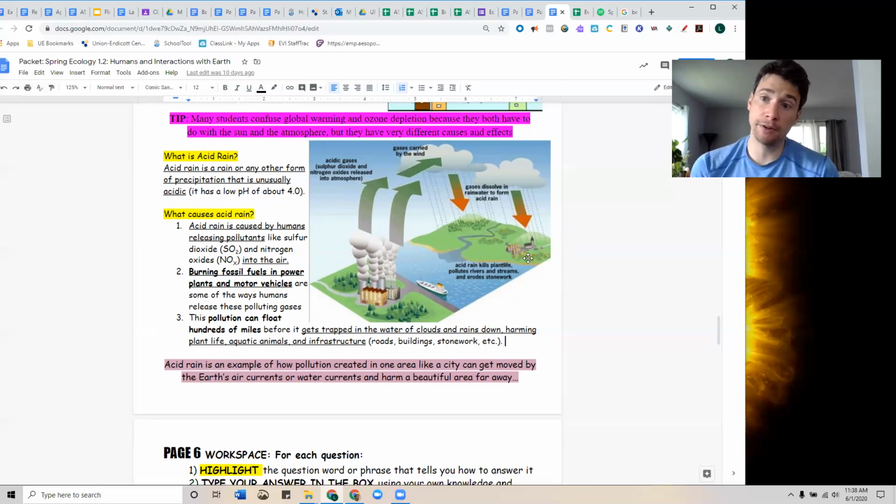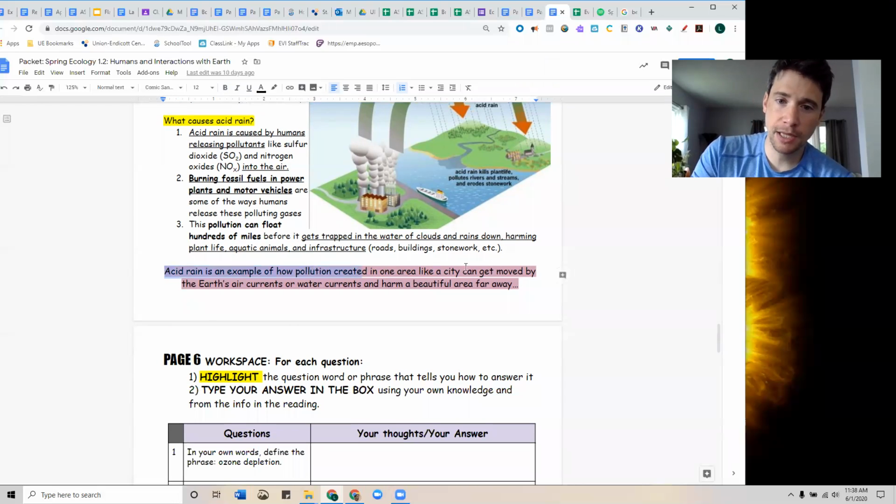Pollution doesn't stay in one area. And that's kind of sad for us. We could get pollution from places like New York City or other cities. Just because the pollution is being caused in your hometown doesn't mean it can't affect you. That's sort of what I'm saying here. Acid rain is an example of how pollution created in one area, like a city, can get moved by the Earth's air or water currents and harm a beautiful area that's far away from that city. So something to be mindful about.